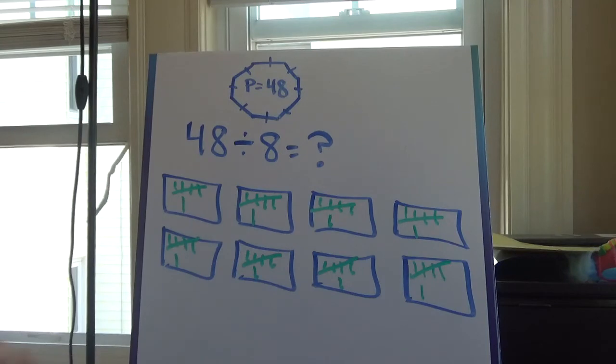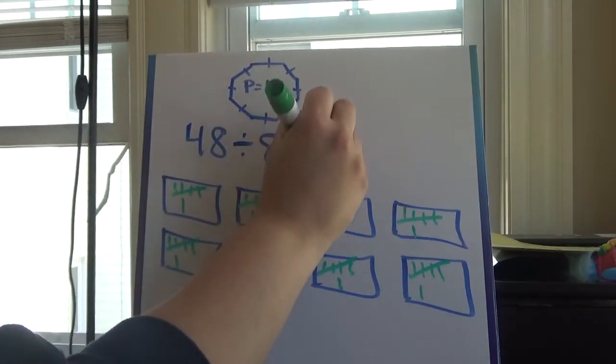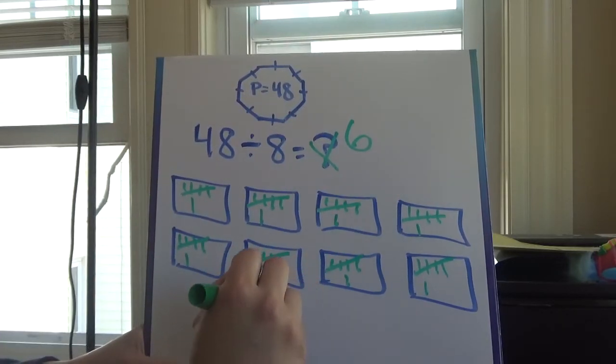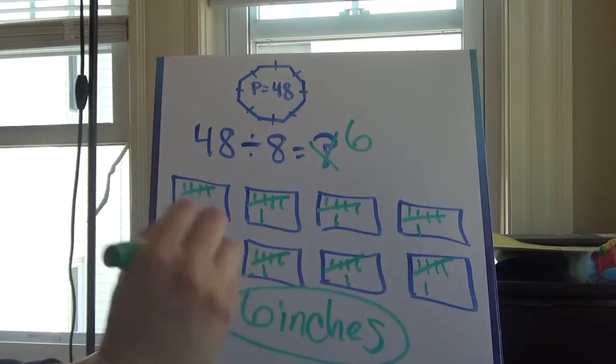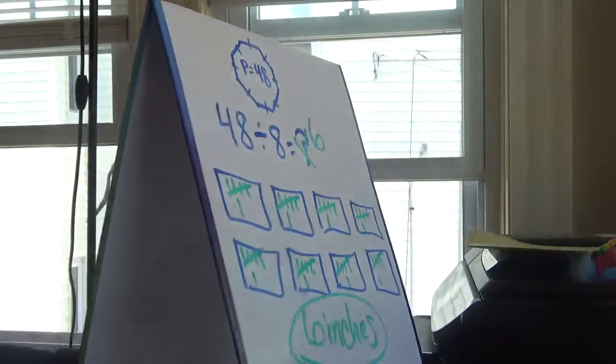Awesome. So I got to 48, and there are 6 in each group, which means each side represents 6 inches. So in that stop sign, each side has a length of 6 inches. Fantastic. I'm going to do a little bit of erasing, and I'm going to set you up for your problem that you're going to solve by yourself.